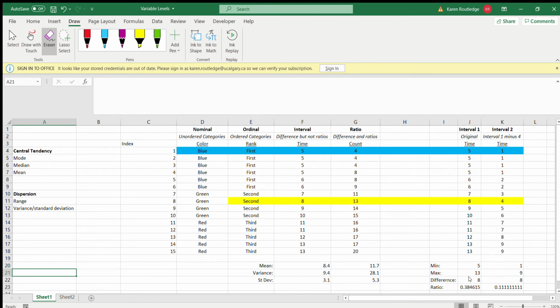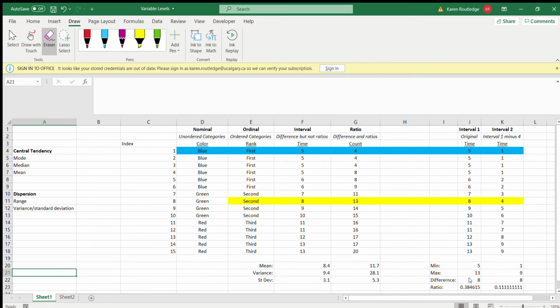Now let's calculate some simple summary statistics. We can take the minimum of this data set, and since I have it sorted, it's pretty easy to find. The minimum is 5. The maximum value is 13. And I can calculate a difference. We can do differences with interval level data.